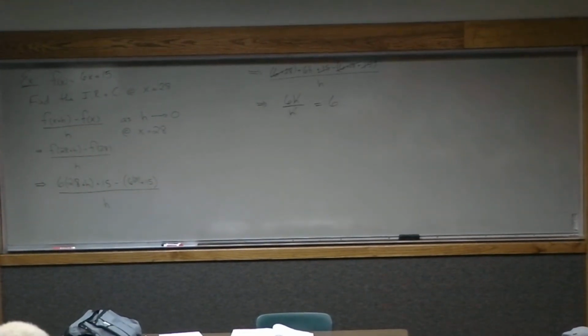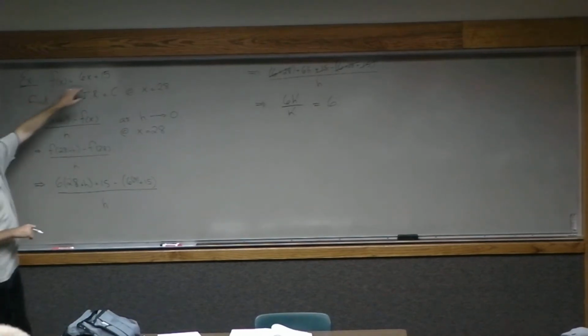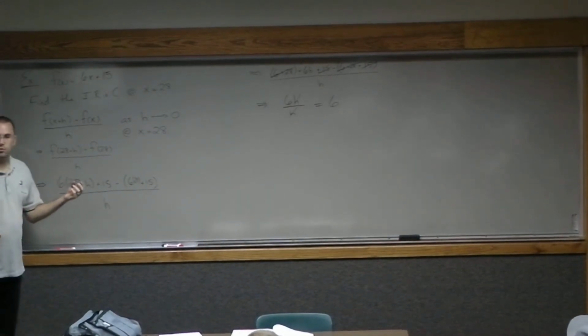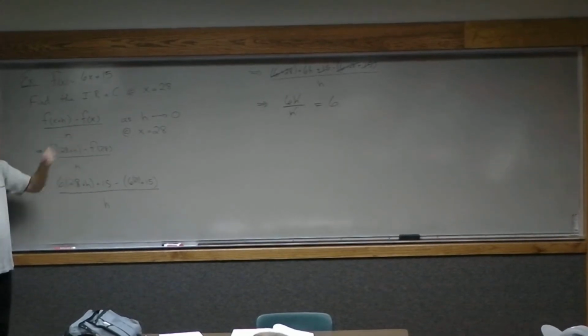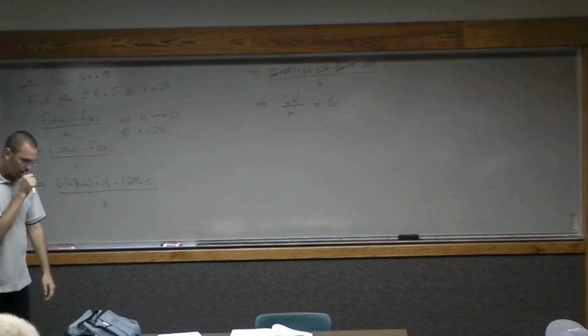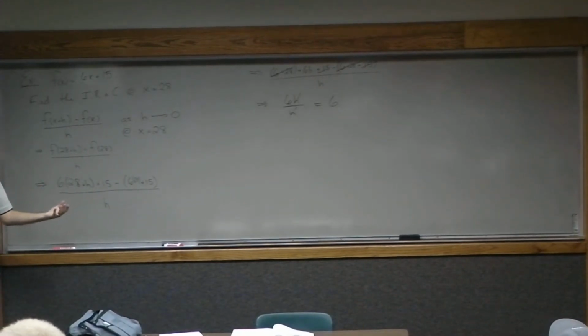So what this tells me is that for this particular function, 6x plus 15, as I look at what happens near x equals 28, at that particular instant this graph is changing by about 6 units. This function is changing at a rate of 6 units per whatever I want to measure it against. Now, does that come as a surprise to you?